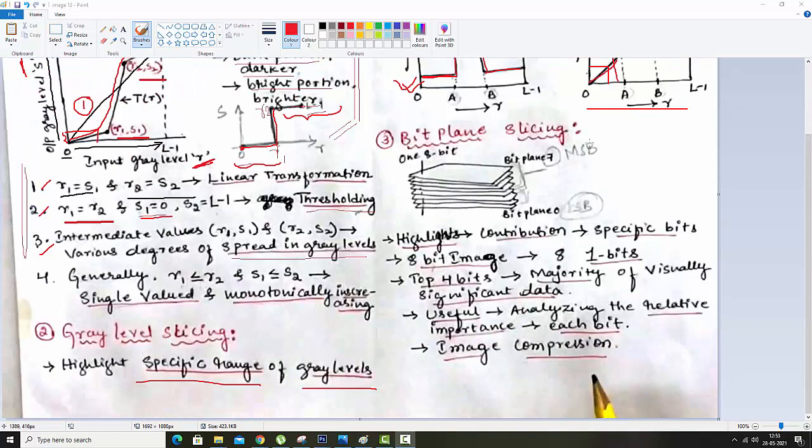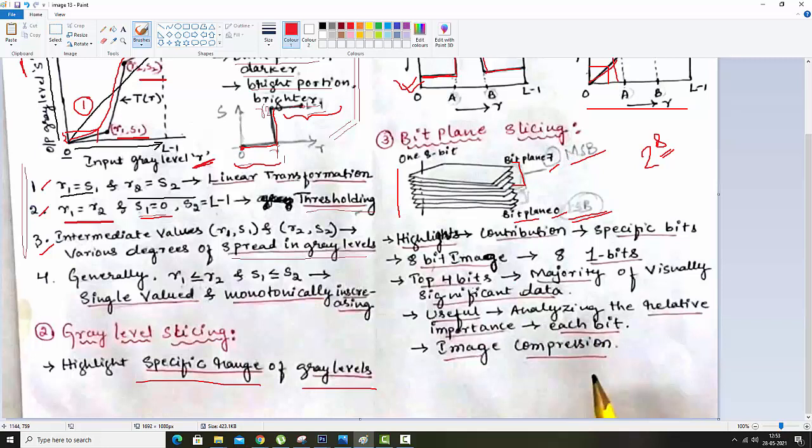Bit plane slicing. This means we have many planes of a gray level. We have 2 to the power 8. For this reason there are 8 levels in a picture. So it starts from 0 and ends at 7. At the top, the 4 bits are called MSB, and at the last in the bit plane, that one is called the LSB. LSB means least significant bit, and at the top, that one is the most significant bit.